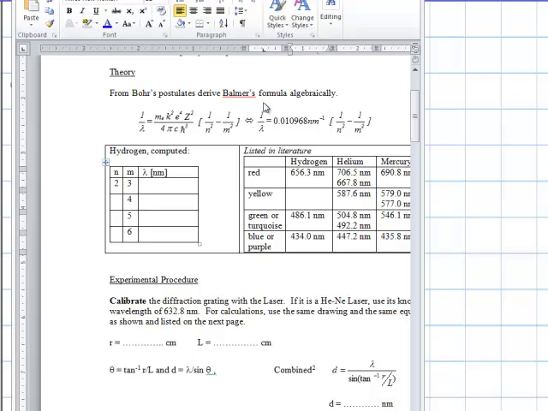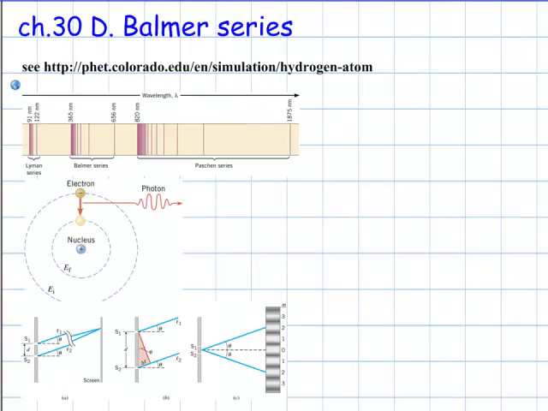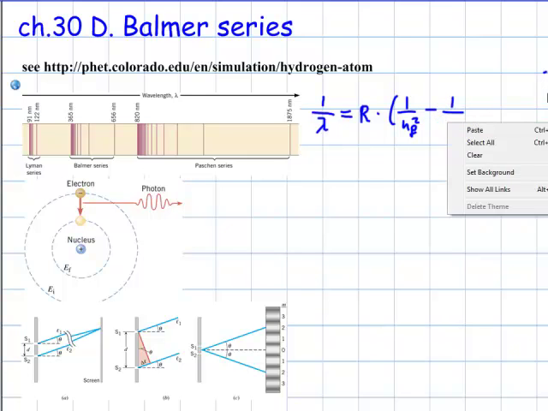All right, so let's calculate. It's going to look really similar to this one as we calculate, or at least part of the calculation. I'm going to calculate the longest and the shortest wavelength with this one here: 1 over lambda equals R times 1 over nf squared minus 1 over ni squared.